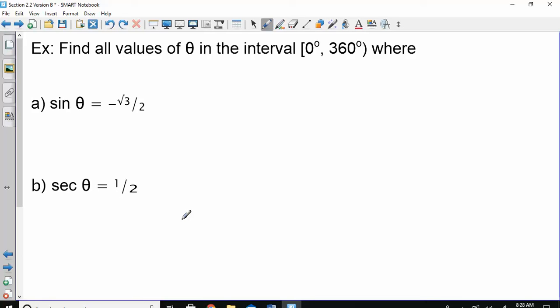I know that sine is a negative number. So can you tell me what quadrants you could be in? 3 and 4. So we should have 2 answers here. One for quadrant 3, one for quadrant 4. And again, that's because this was equal to a negative number.